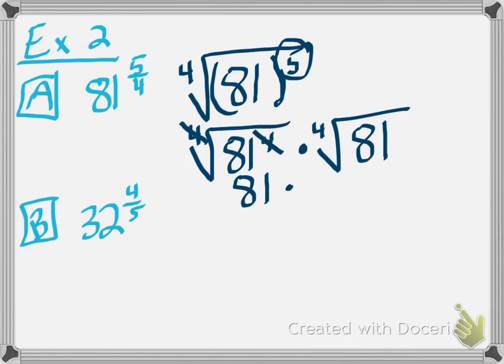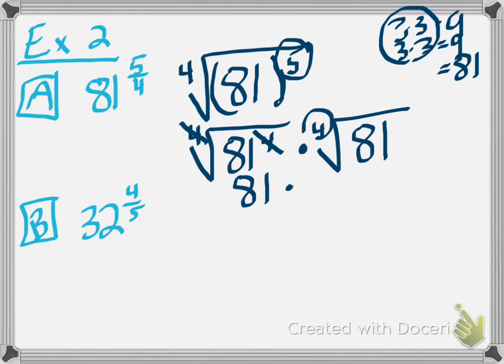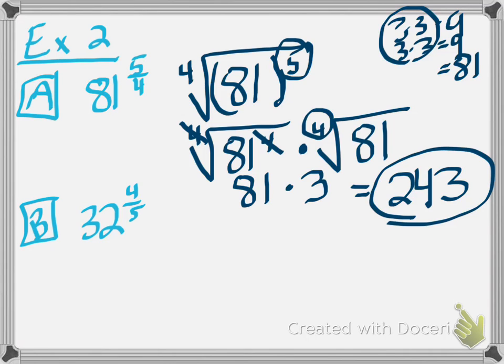Well, it's odd, so I'm not going to start with 2, I'll start with 3. 3 times 3 gets me 9. And another 3 times 3 gets me 9. So it takes 4 3's to make 81. And I want that number multiplied by itself 4 times since I'm in the 4th root. So the 4th root of 81 is 3. And 81 times 3 is 243. And that is the answer for this one.